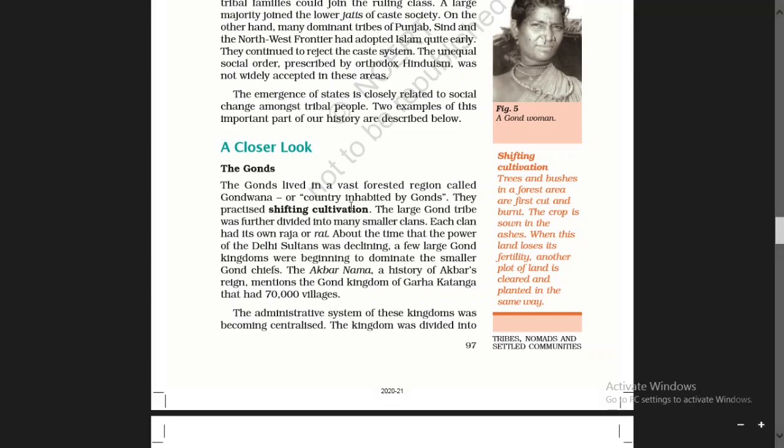They practice shifting cultivation. What is shifting cultivation? You have learned about shifting cultivation in geography also. Shifting cultivation is a form of agriculture in which people who are living in the forest area cut down trees and burn them. After clearing the forest, they grow crops, which is known as pamlo in our local language in Manipur.